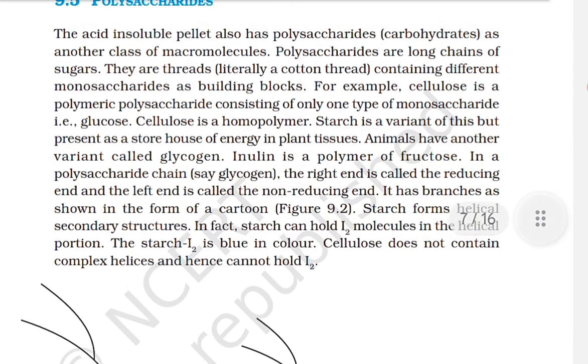As you notice in figure 9.1, the heterocyclic compound in nucleic acid are the nitrogenous bases named adenine, guanine, uracil, cytosine, and thymine. Adenine and guanine are substituted purines while the rest are substituted pyrimidines.